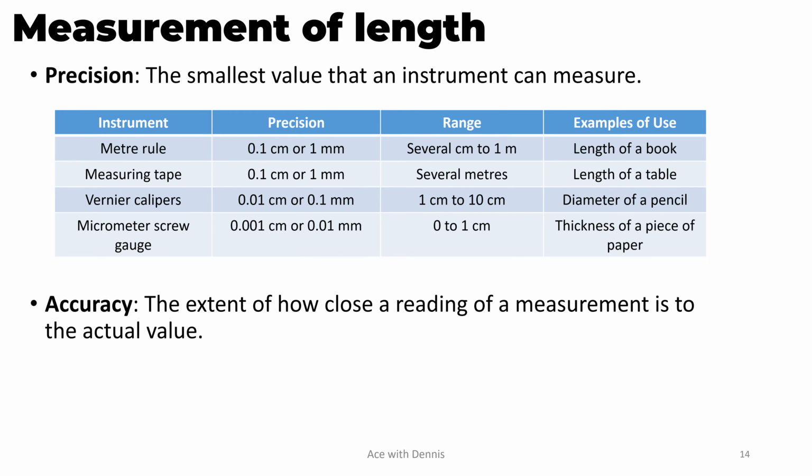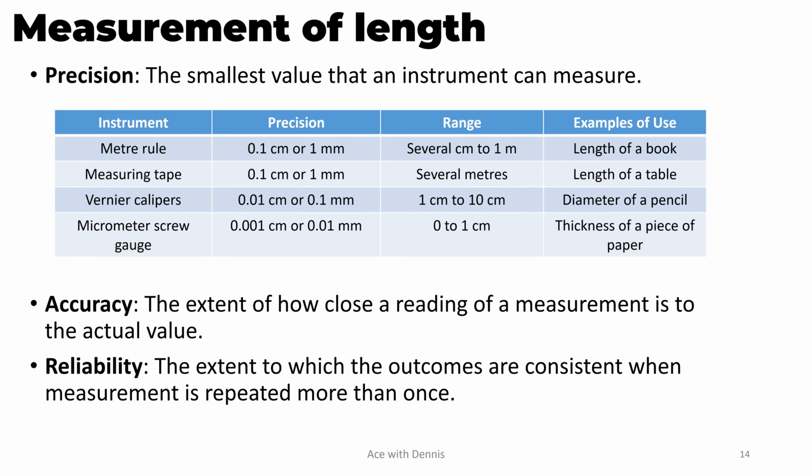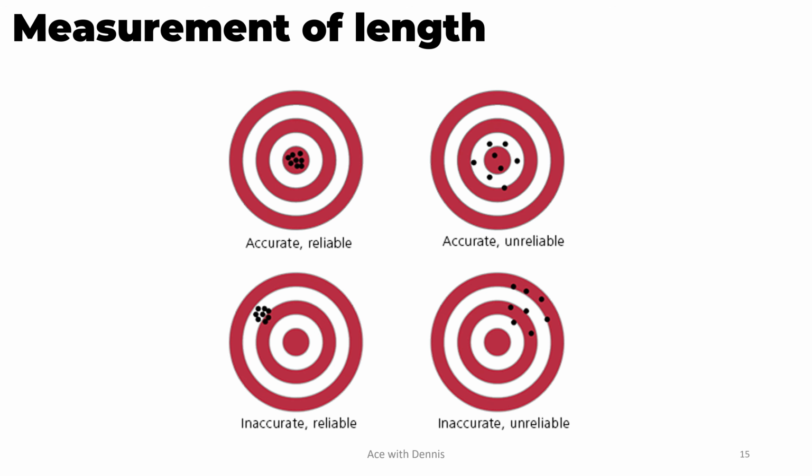So accuracy is the extent of how close a reading of a measurement is to the actual value. Reliability is the extent to which the outcomes are consistent when measurement is repeated more than once. When we do measurement, usually we'll do it a few times.